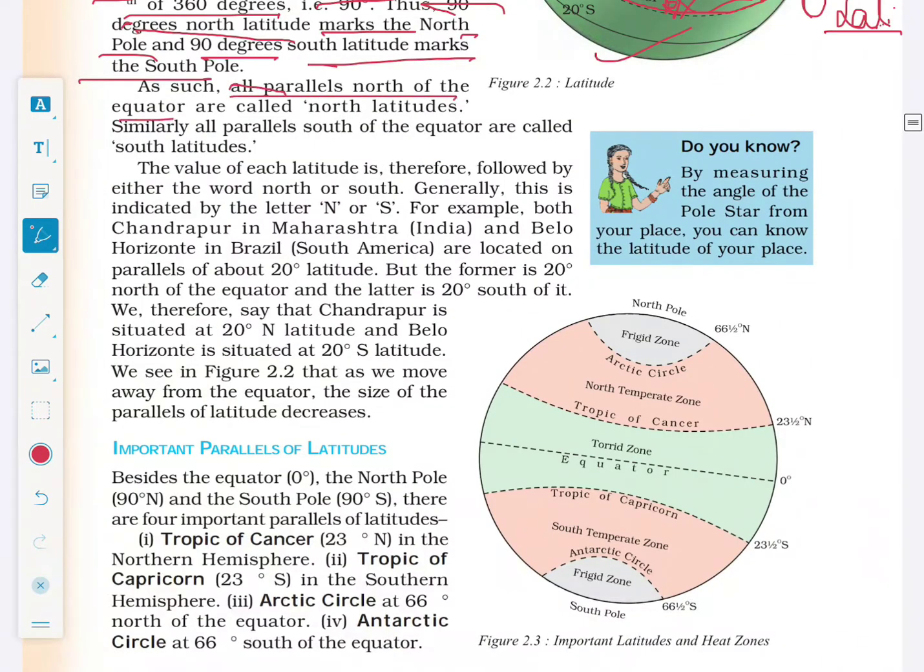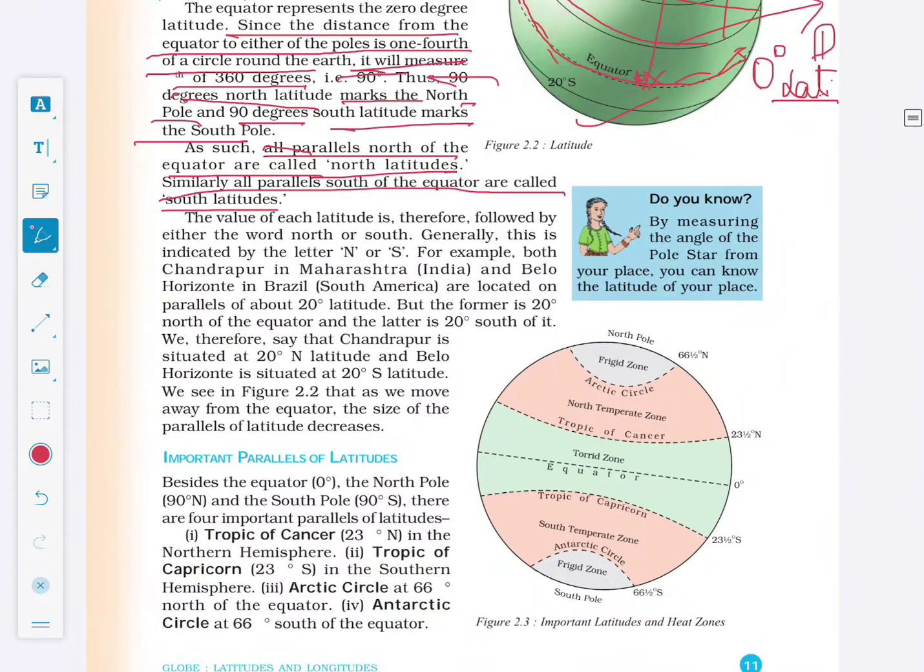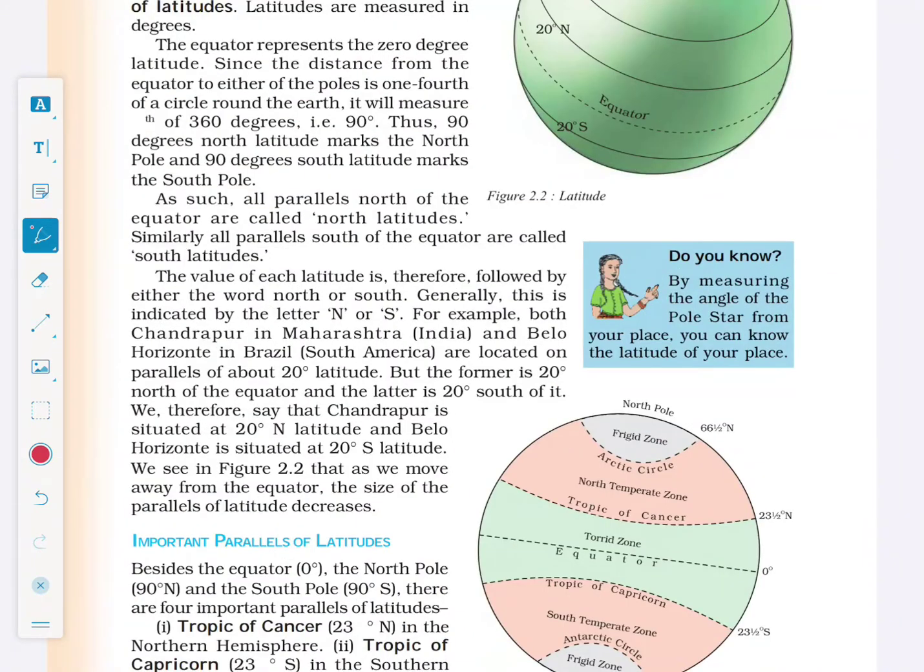Parallels north of the equator are called north latitude. Similarly, all parallels south of the equator are called south latitude. The value of each latitude is therefore followed by either the word north or south. Generally, this is indicated by the letter N or S.